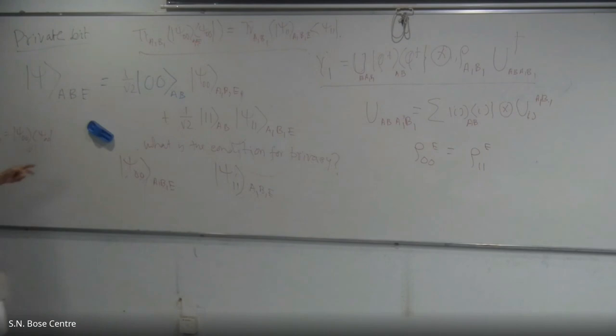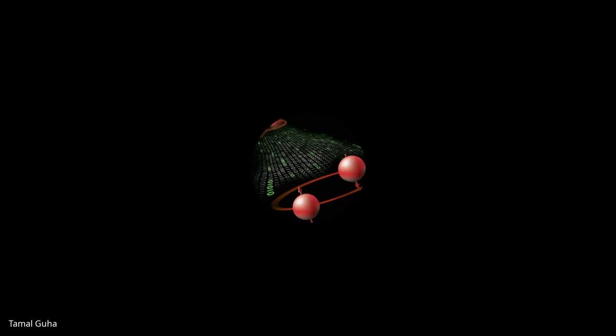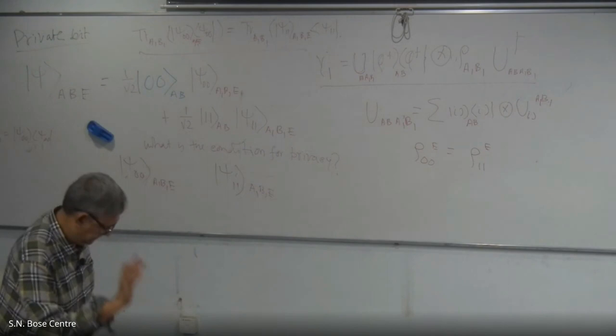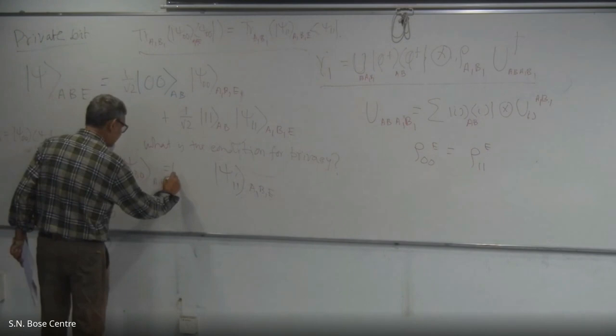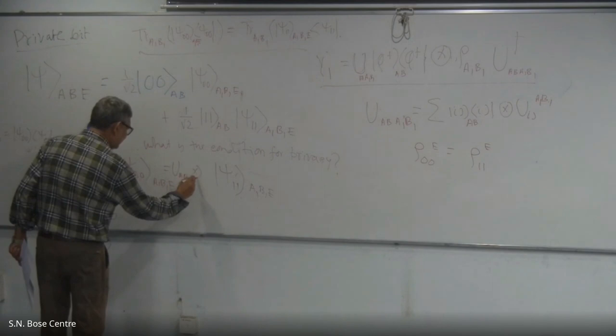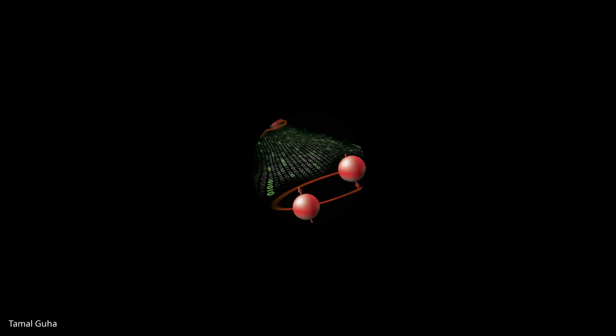There is a Holevo-type theorem. You should continue to write it. Local on A1 B1. Yeah. So it is nothing but U_AB versus U_A1B1.